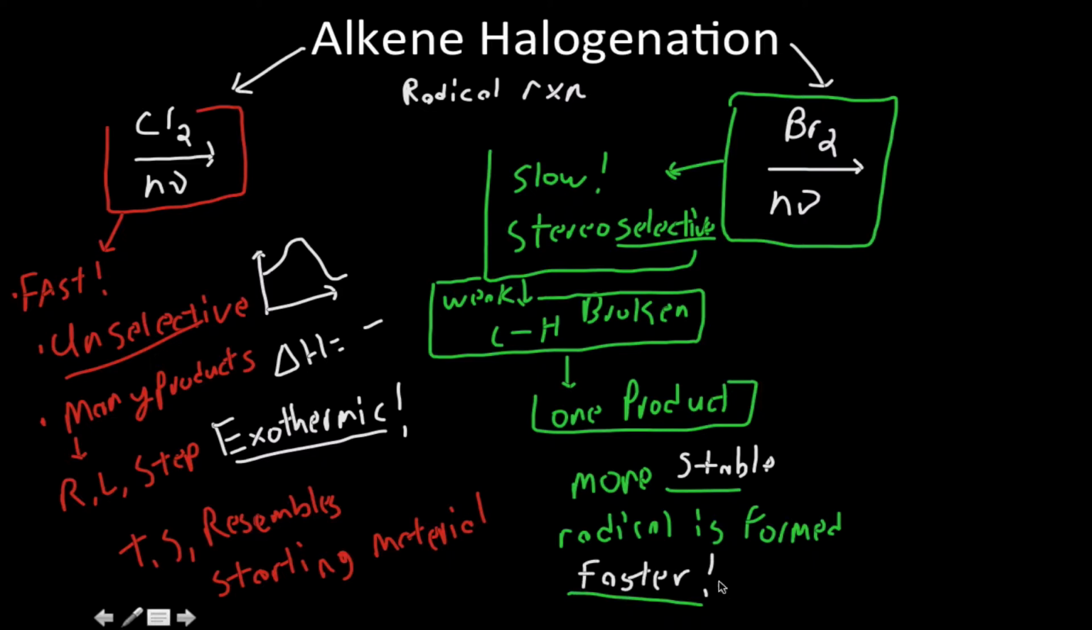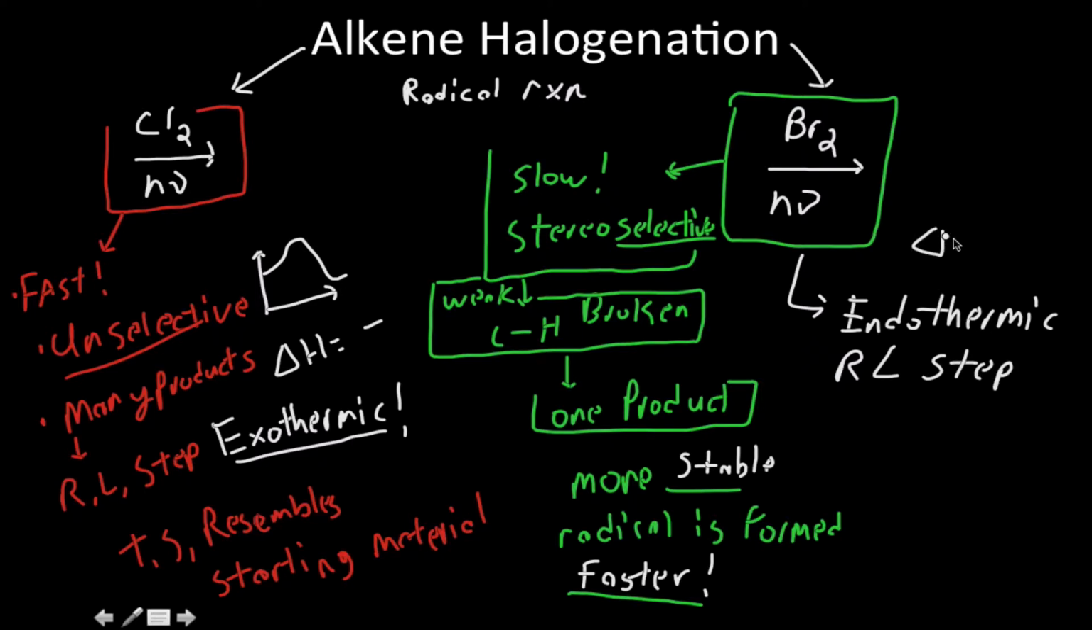Okay, so just as that was exothermic, this reaction here has an endothermic rate limiting step. And what does that mean? Well, that means that delta H is positive. And as I draw out my little reaction coordinate here, this means that the reactants were in a lower energy state than the products were.